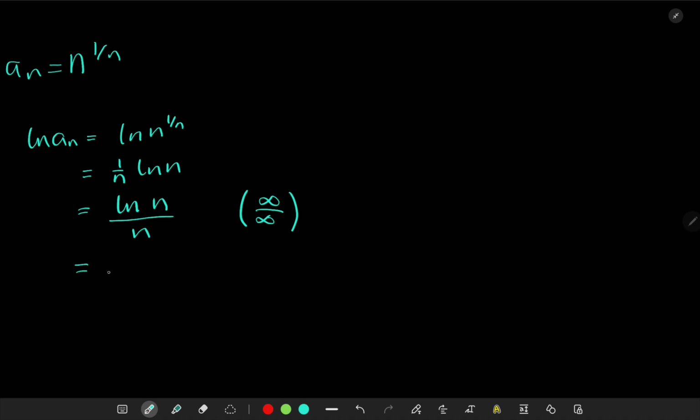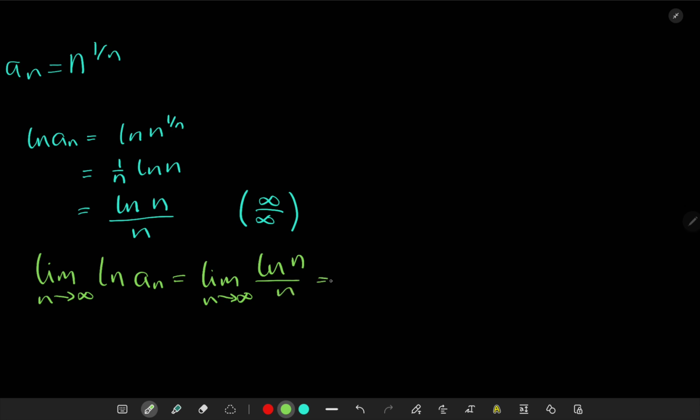I'll need a limit first before we do that. So let's say the limit as n goes to infinity of the natural log of a_n is the same as the limit as n goes to infinity of natural log of n over n, which now by L'Hopital's rule is the limit as n goes to infinity of the derivative of the numerator over the derivative of the denominator. The derivative of natural log of n is 1 over n. I'm thinking of natural log as a continuous real valued function, so I'm taking the derivative in that sense. It's differentiable. Then the same here.